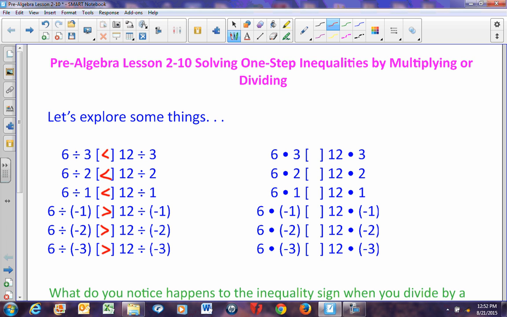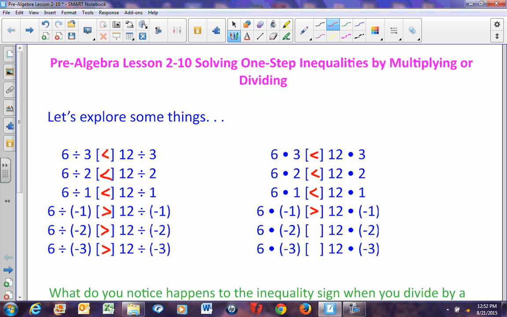Okay. Let's take a look at what happens when we multiply. 6 times 3 is 18, 12 times 3 is 36. 36 is definitely bigger than 18. 6 times 2 is 12, 12 times 2 is 24, 24 is bigger than 12. 6 times 1 is 6, 12 times 1 is 12, 12 is bigger than 6. 6 times negative 1 is negative 6, 12 times negative 1 is negative 12. Negative 6 is bigger than negative 12.